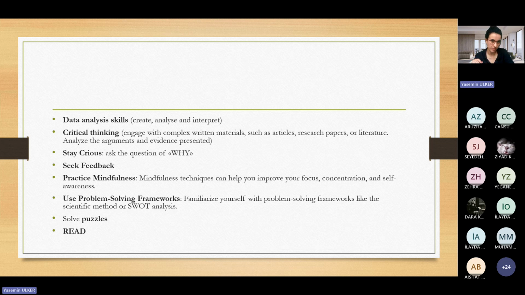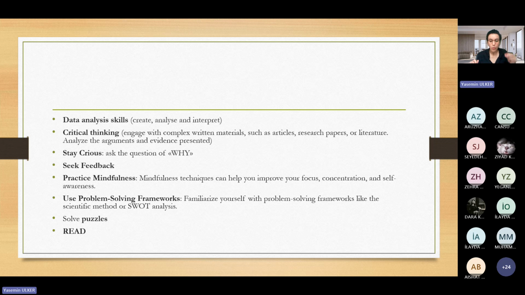I asked you one question. I said, what do you think about this self-assessment? Does it really reflect your personal traits or skills? Why do you think I asked you this question? Exactly for this critical thinking.